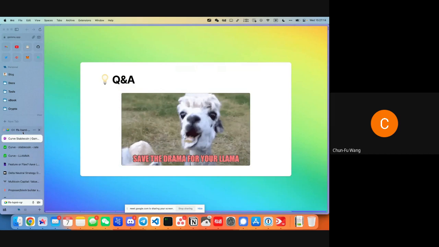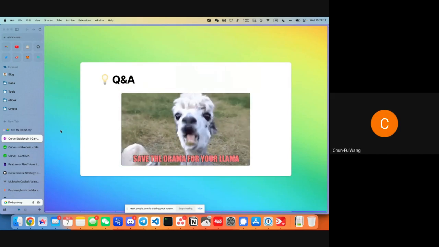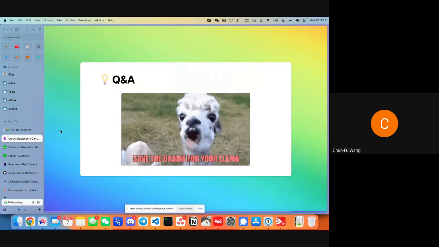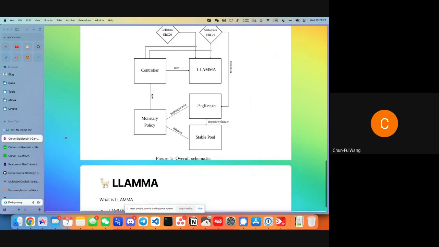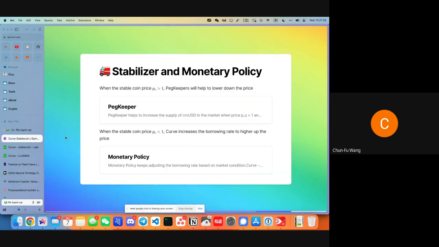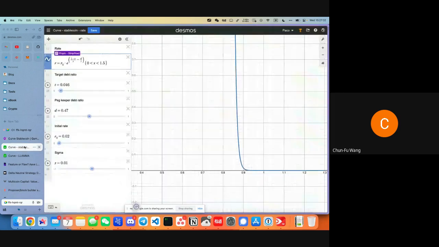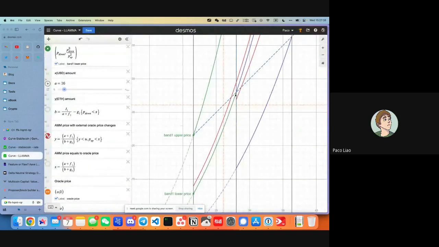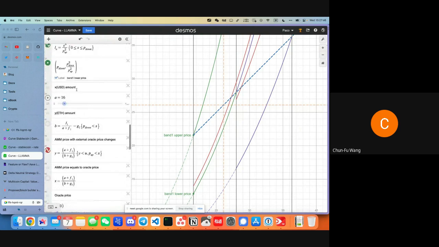Sorry, one more question for the L, that new AMM. What if the price drops so fast that it is below the P down, but you are still all in ETH? In that case, what will happen to the AMM? You mean the price drops too fast, right? Drops too fast, so it is actually below, for example, the band 1 lower price.